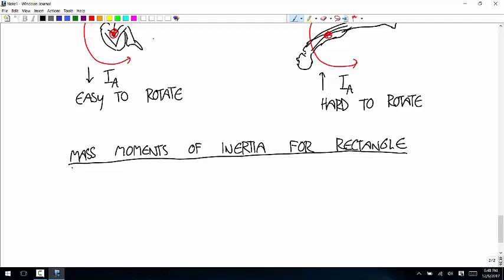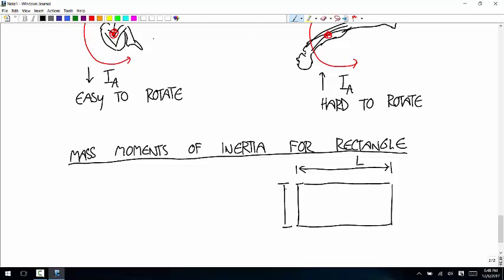Okay, so let's say that we have this rectangle with a length L. So this is L. And then this is W. And I'm going to give you formulas for the mass moment of inertia if the axis is here, or here, or at any of the corners.